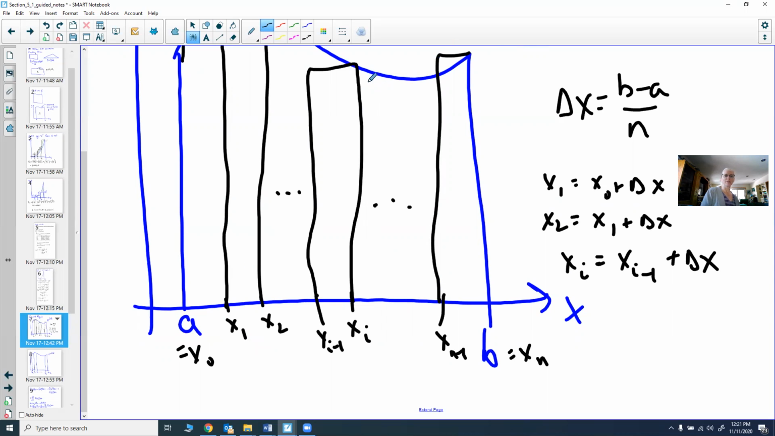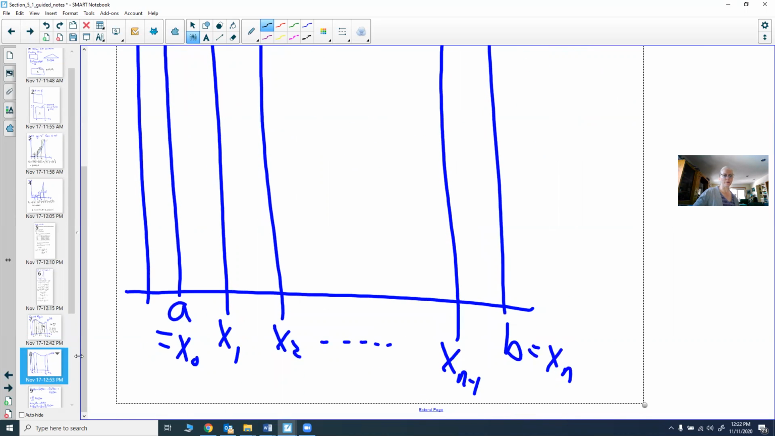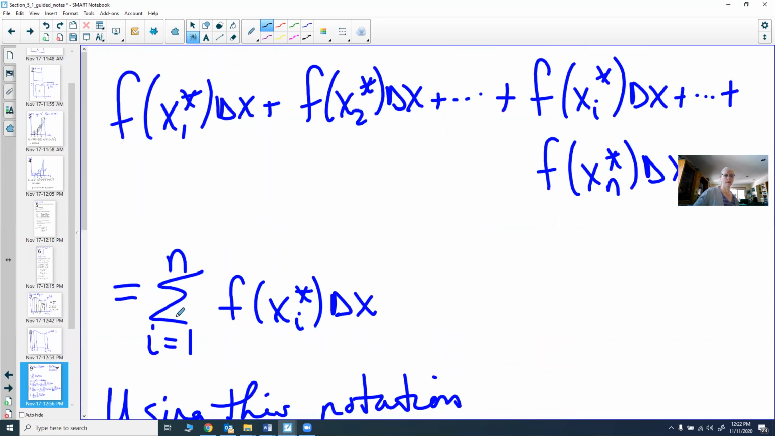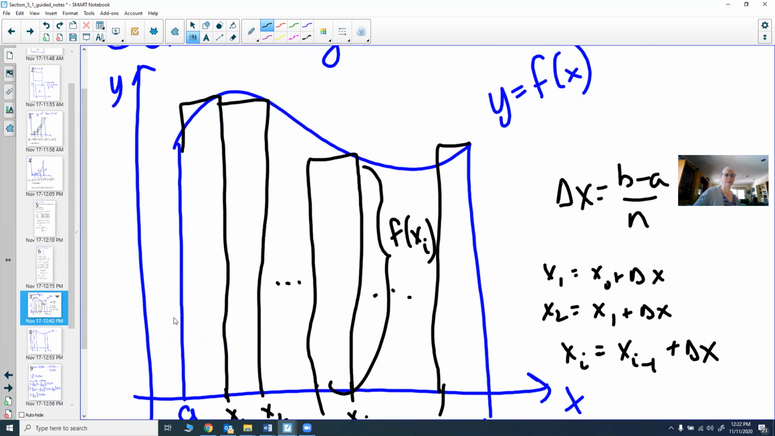And of course, the height of each of these is just the function evaluated at the x value. So this would be the function evaluated at x sub 1. This would be the function evaluated at x sub 2. This would be the function evaluated at x sub n, and so forth. Same with the other ones. And so what that gets me, I could do the exact same thing with the other sides. And that gets me, well, let's write it down so you can see what it gets me.